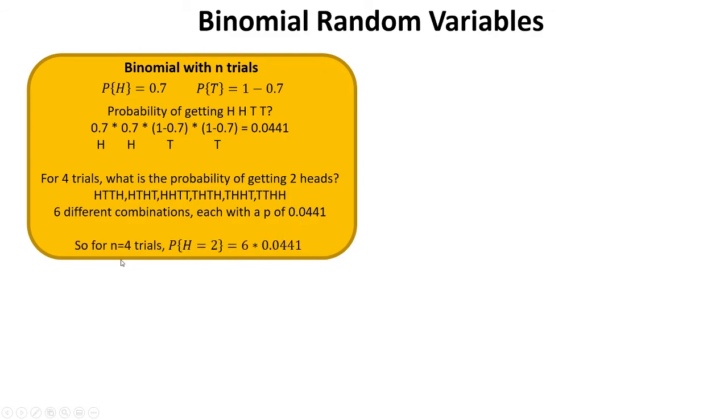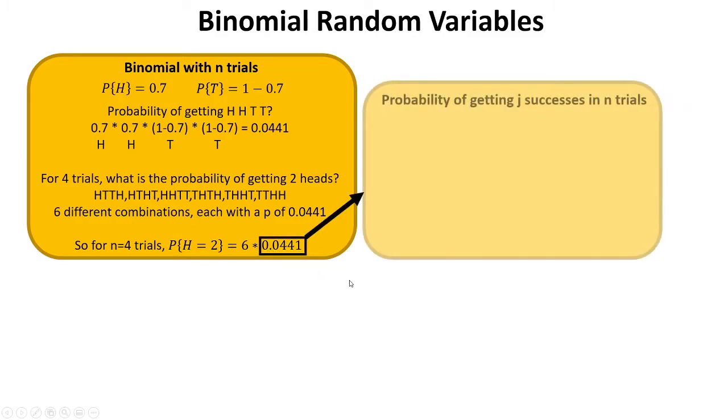So for n equals 4, the probability of getting 2 heads is going to be 6 times this amount. Since 0.0441 is the same for all of them, we add 6 of those together, which gives us 6 times 0.0441 as our probability for getting 2 heads. But there's actually an even more elegant way to do this problem. For example, this 0.0441 you can actually reduce in terms of the probability of getting j successes in n trials.